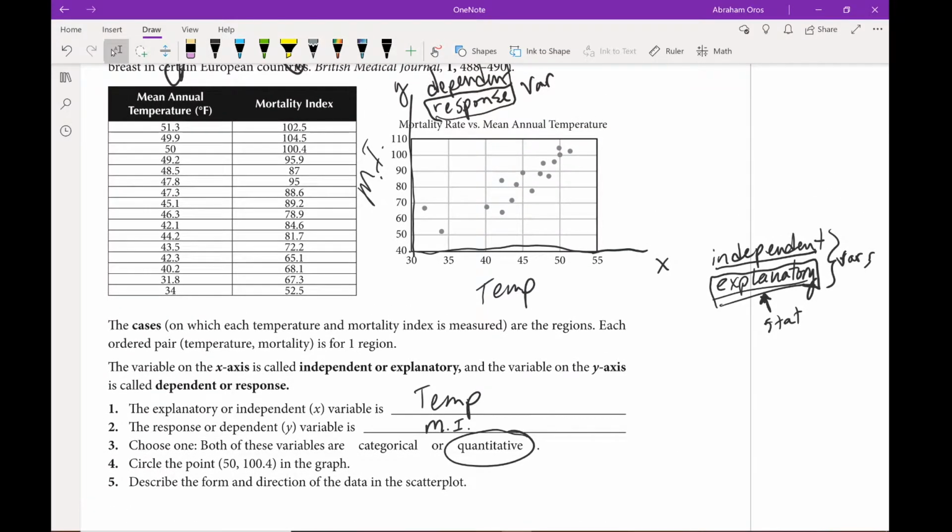This is, like I said, basic algebra stuff. Remember, this is the x and this is the y. So 50, go up to 100.4. That is this guy right here.